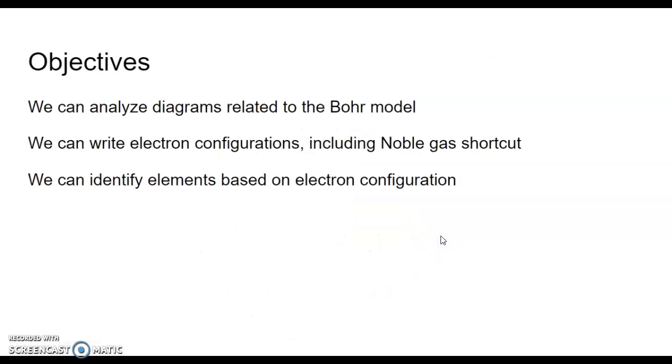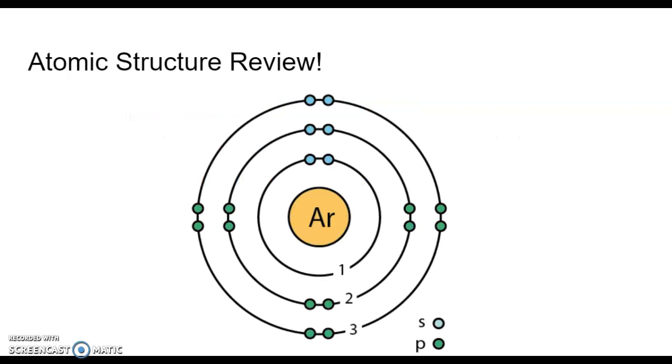Today, what we're going to do in this video is analyze diagrams related to the Bohr model. We're going to be able to write electron configurations, including the noble gas shortcut, and we're also going to be able to identify elements based on their electron configuration. First of all, let's go ahead and fill out the first part of your notes, filling in where the protons, neutrons, and electrons are found within the atom and what kind of charge they carry. This is going to be really important in understanding today's topic.